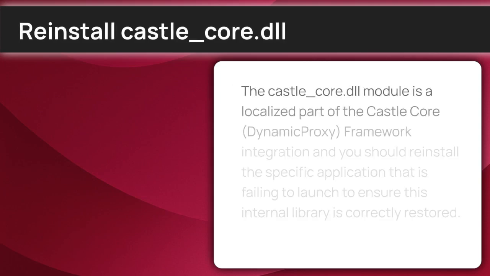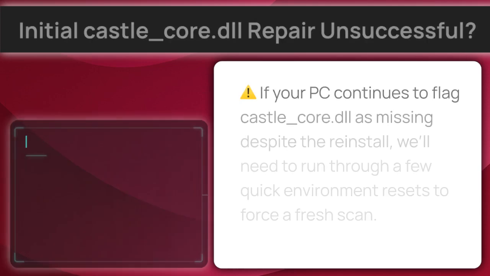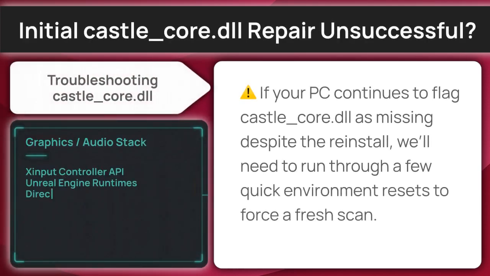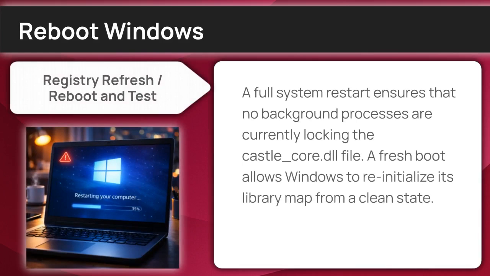The Castle Core Library DLL module is a localized part of the Castle Core DynamicProxy framework integration, and you should reinstall the specific application that is failing to launch to ensure this internal library is correctly restored. Should the reinstallation fall short, the next step in our protocol is to validate the integrity of your system's startup environment. A system reboot is a reliable way to clear away zombie processes that might be interfering with Castle Core Library. It's a low-impact step that ensures your operating system is starting with a synchronized environment.